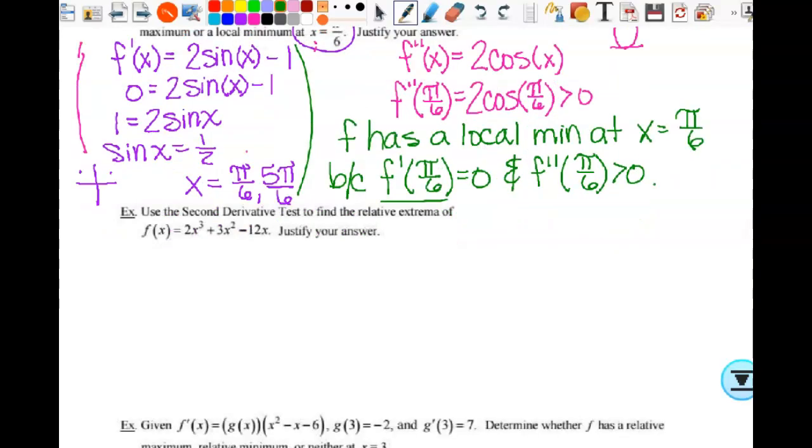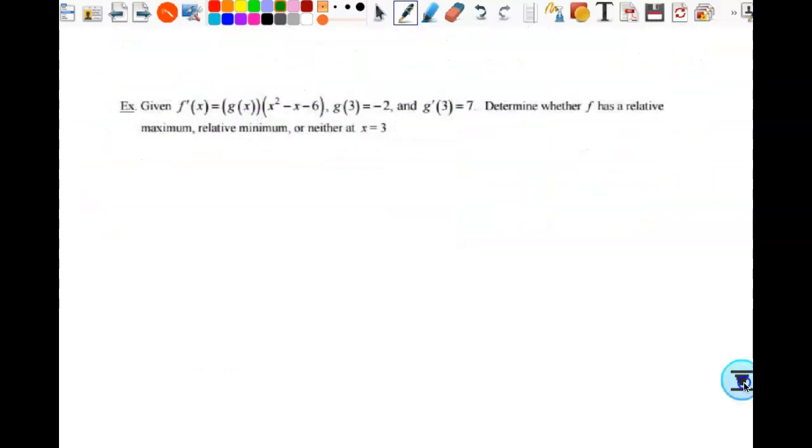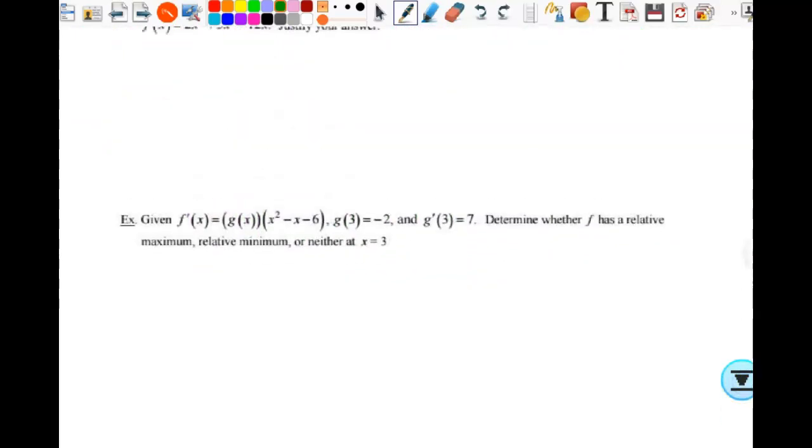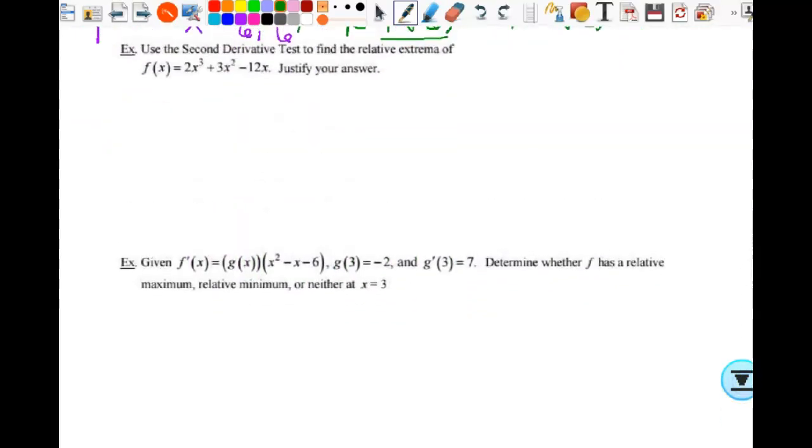All right, let's look at this next one. Use the second derivative test to find the relative extrema. This time it doesn't give me the 0, so I really do have to find it like I was doing on the last one. So what do we have to do first? First derivative, and once we find the first derivative, what do we have to do? Find the zeros. Make that happen.